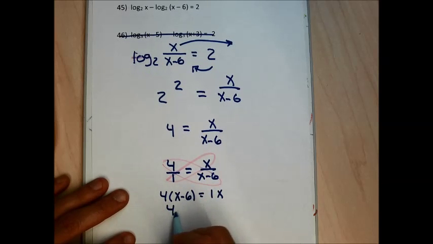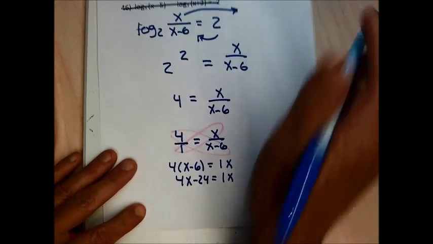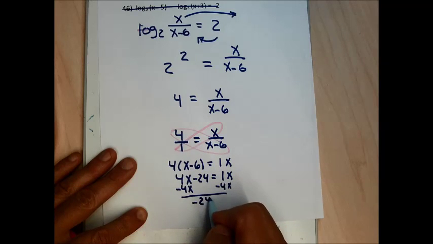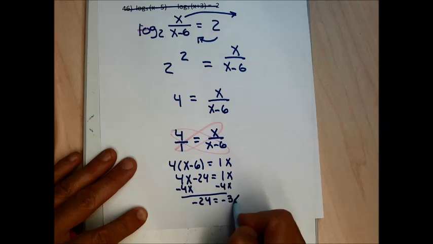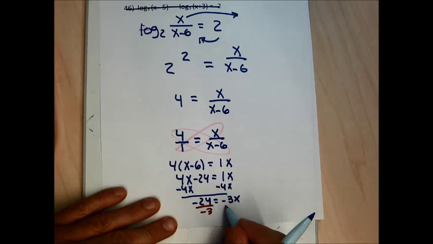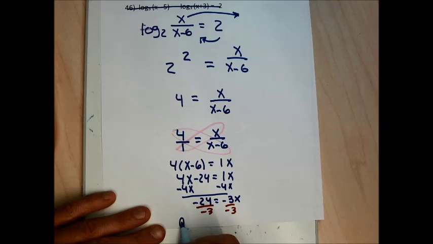This is going to give me 4x minus 24 equals 1x. I'll minus 4x from both sides. That will give me minus 24 equals minus 3x. And I'll divide both sides by minus 3. And that will give me 8 equal to x. And that's going to be my answer, I believe, but I'm going to check it.